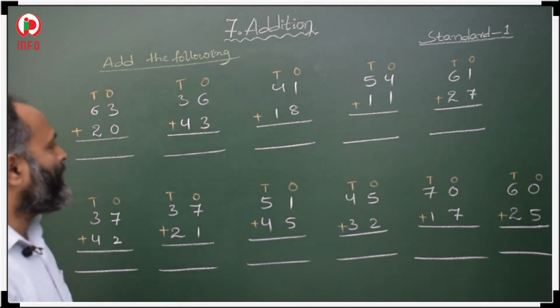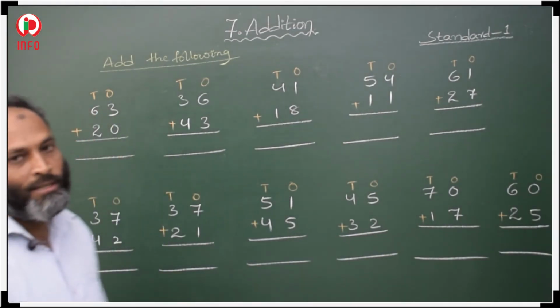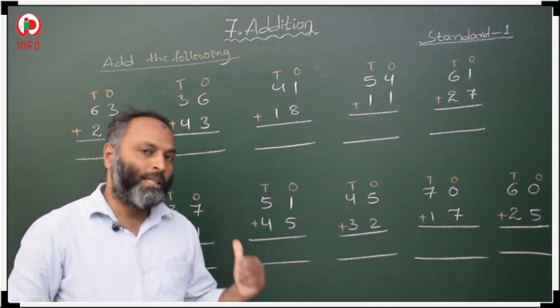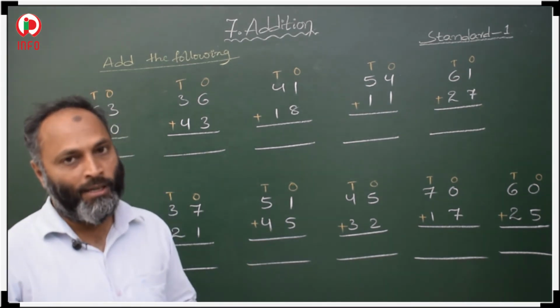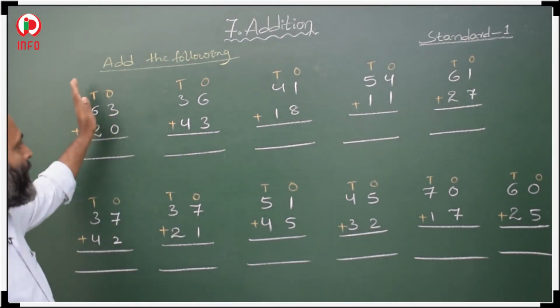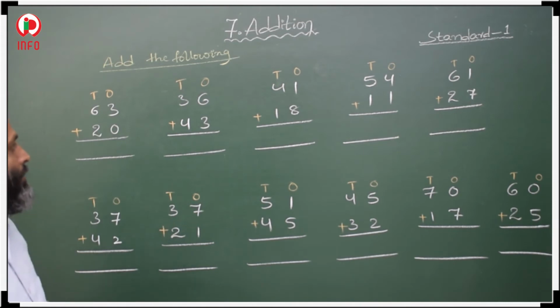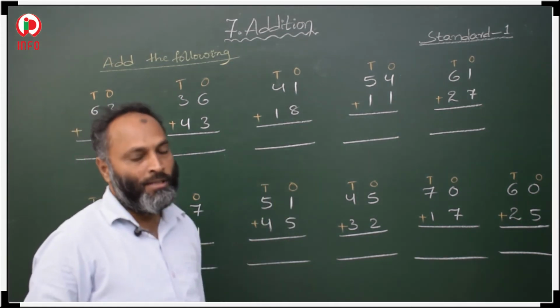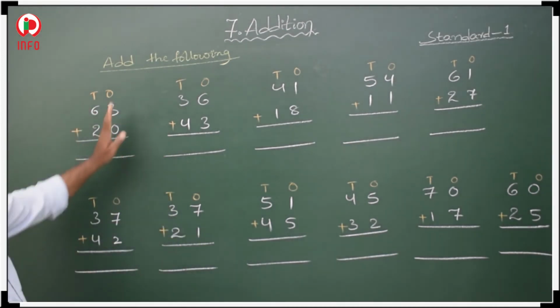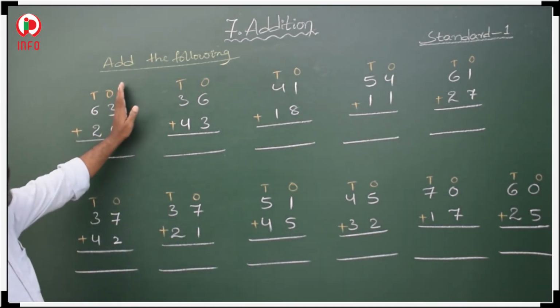Yes, now students, add the following. Just before, we discussed how to add when 2 digit numbers are given, with ones and tens places. We follow the same pattern. Here all these numbers have ones and tens places, so we have to add these 2 digit numbers. How to add? We start our addition from the ones digit.